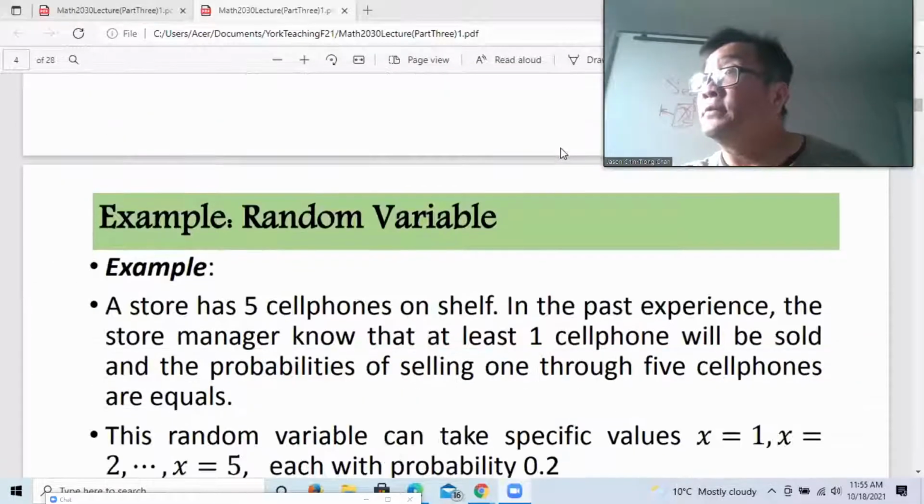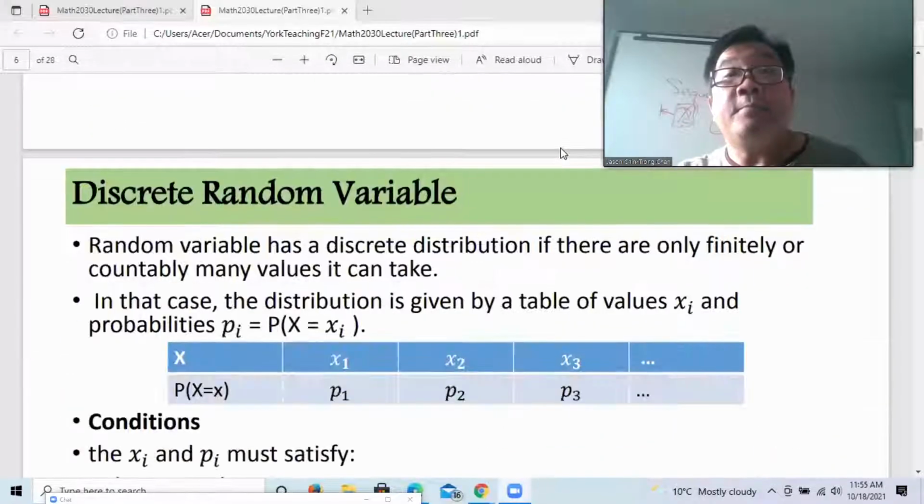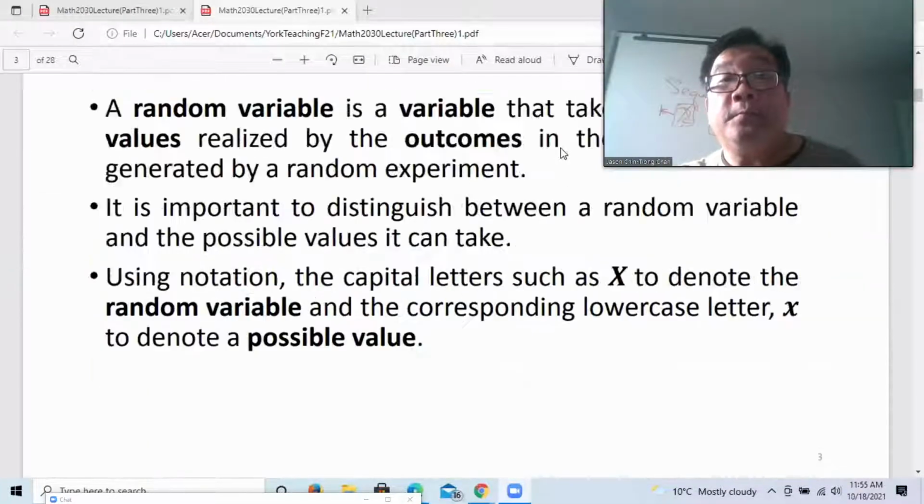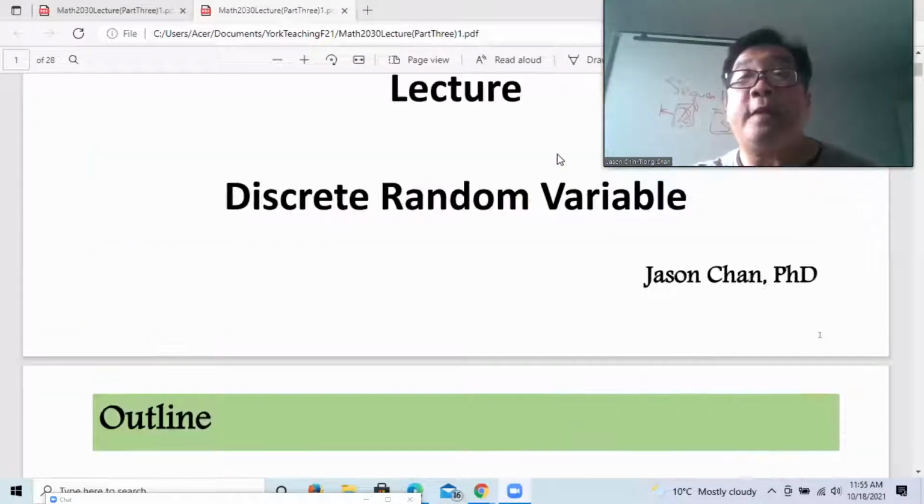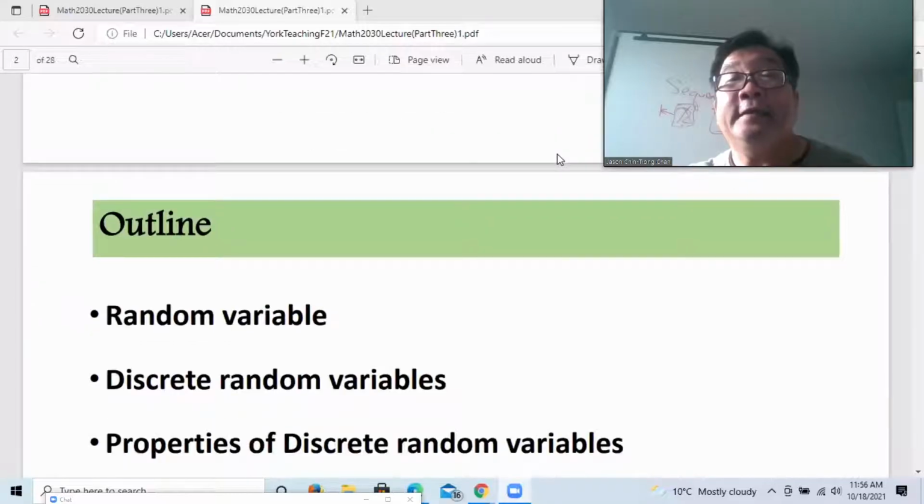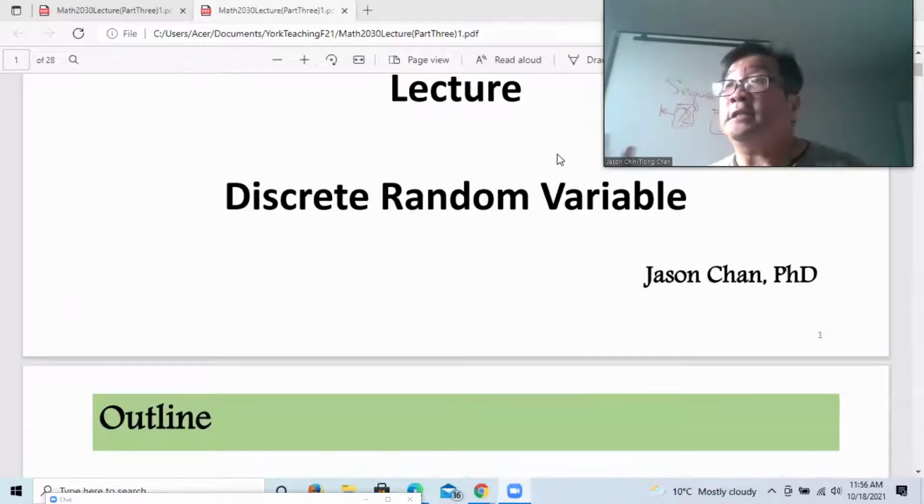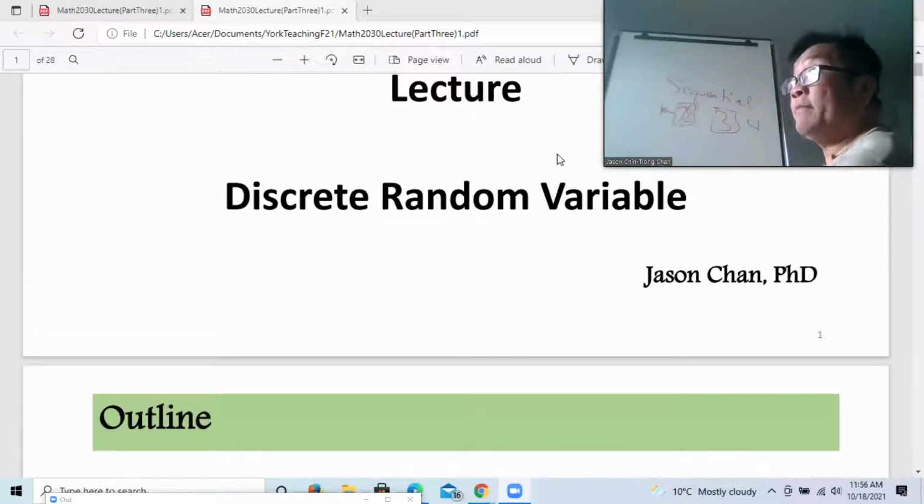As I mentioned to you, I had to end the class earlier today. Okay, let's talk about the entire concept for part 3, the first part of part 3. We talk about discrete random variables. Random variables are divided into 2. Can you see the whiteboard?